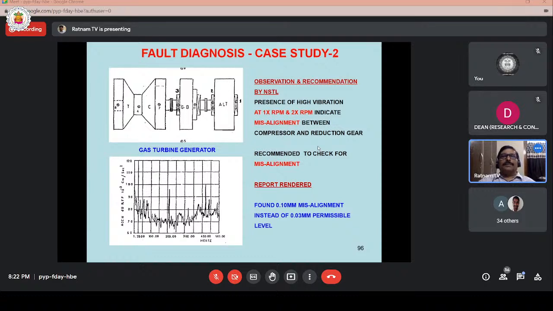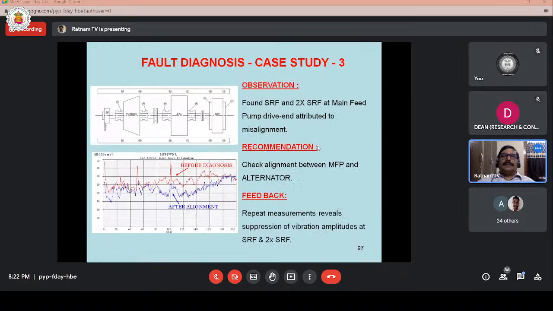rectification of the problem. This is another case study of a turbine alternator feed pump. As usual, we selected various measuring points and collected data. This is not a single spectrum I am showing. A lot of data will be collected. Among them, we have to eliminate certain points, and we have to locate several accelerometer sensors on the machine to identify the exact location of the fault.